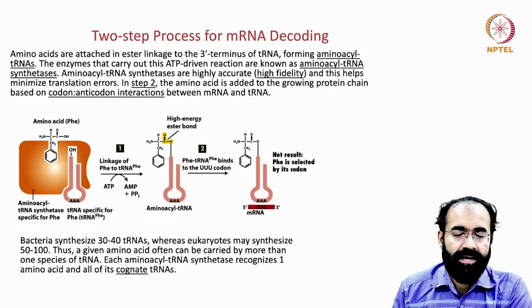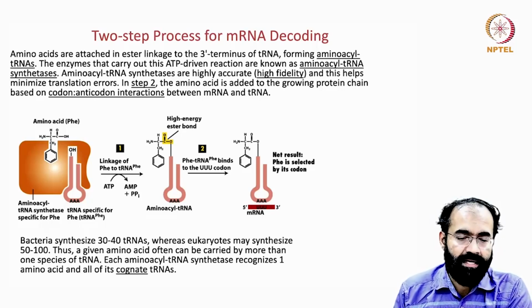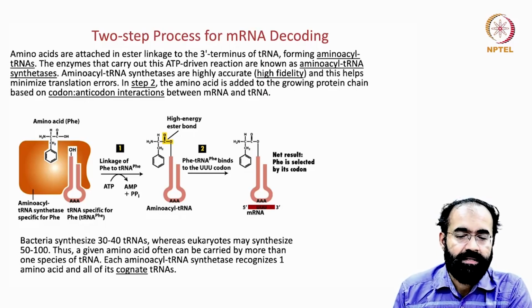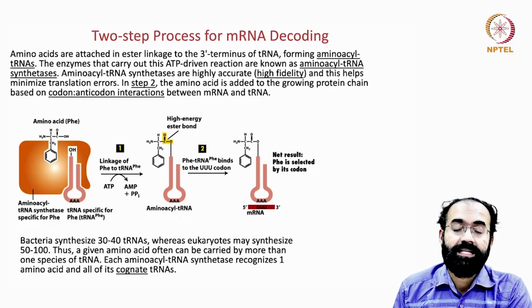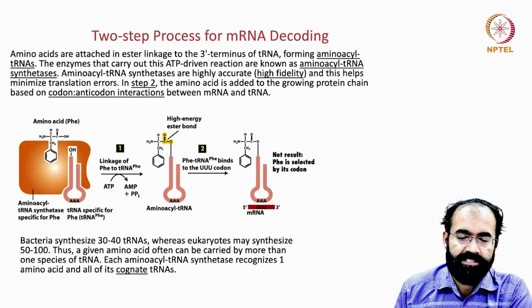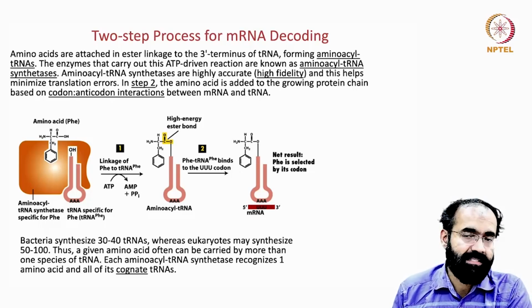So let us understand more about the 2-step process of mRNA decoding. Protein translation is nothing but mRNA decoding. Amino acids are attached in ester linkage to the 3' terminus of tRNA, forming amino-acyl tRNAs. The enzymes that carry out this ATP-driven reaction are known as amino-acyl tRNA synthetases.